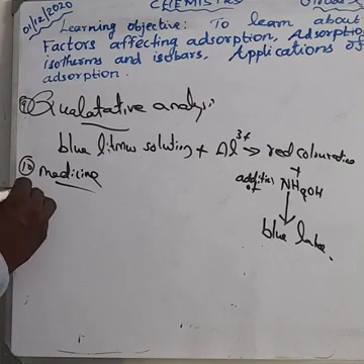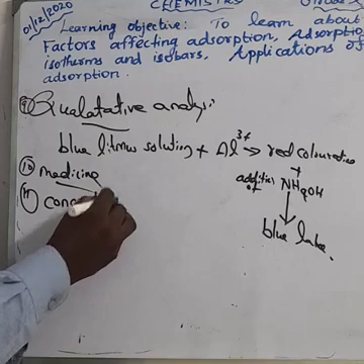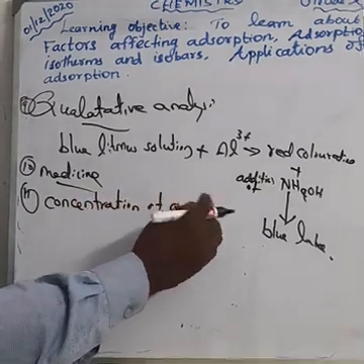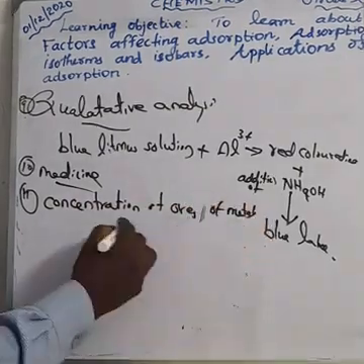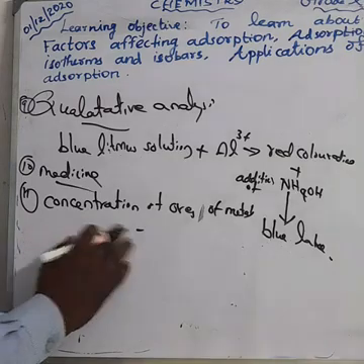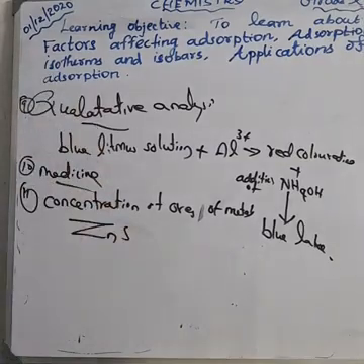Next, about the concentration of ores of metal. We know one of them, the sulfide ore. This sulfide ore we take as zinc blende, that is ZnS. Zinc blende. Sulfide ores are concentrated by the froth flotation process.